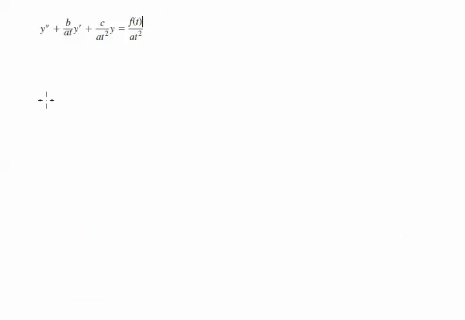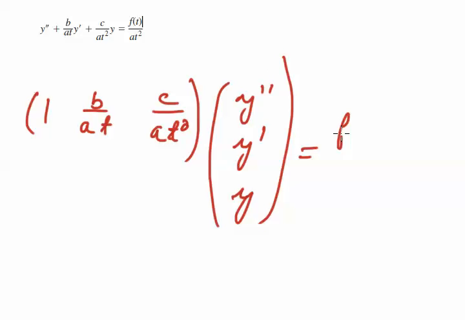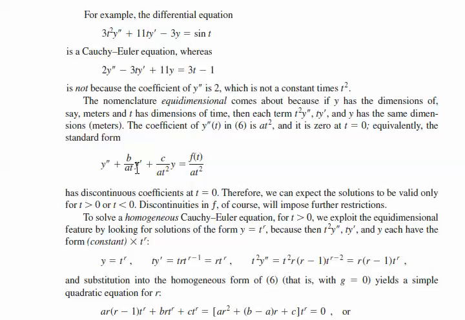We would have y double prime plus b over a t times y prime plus c over a t squared times y equals f over a t squared. Now this thing is going to have discontinuities at t equals 0, therefore we can expect solutions to be valid only for t greater than 0 or t less than 0. Discontinuities in f, of course, will impose further restrictions, if we have discontinuities in that function.